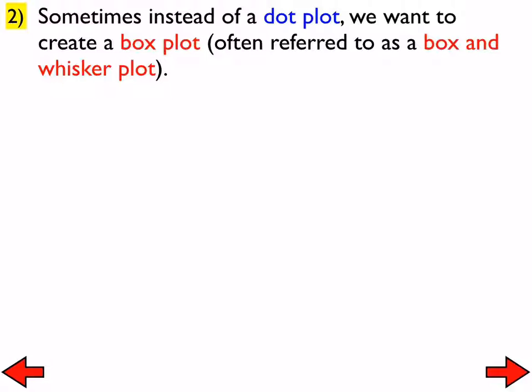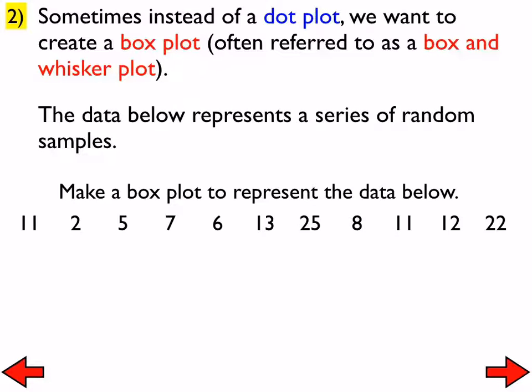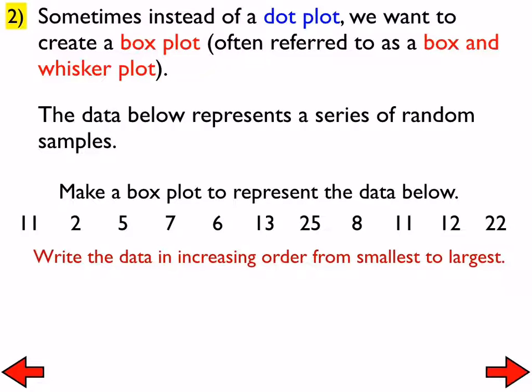Right now we're going to learn how to create a box plot, or sometimes, once again, it's called a box and whisker plot. So the data below represents a series of random samples. Doesn't matter what it represents. Okay? So the first thing we have to do when we are creating a box plot or a box and whisker plot is we have to rearrange the numbers from smallest to largest. The same thing we would do if we were finding the median.